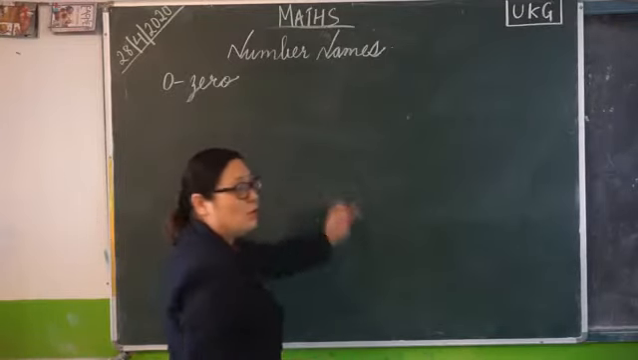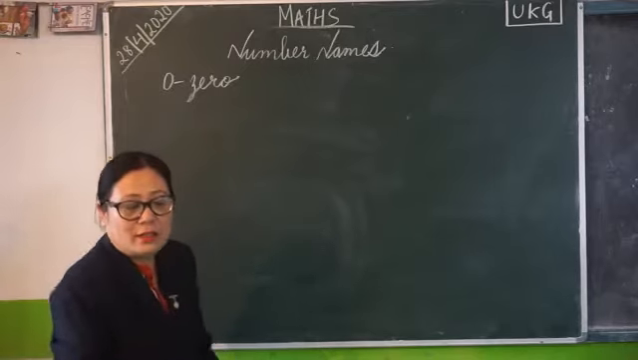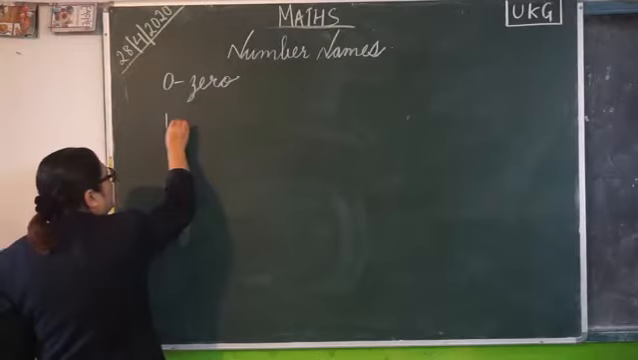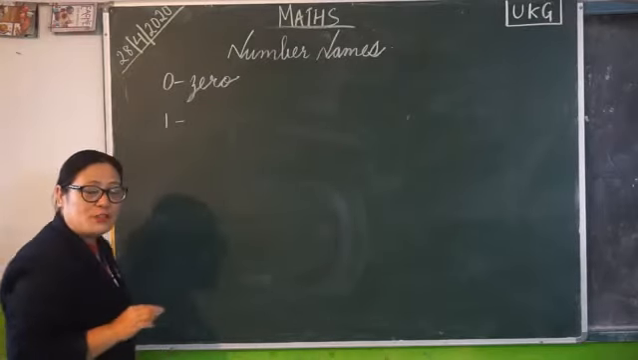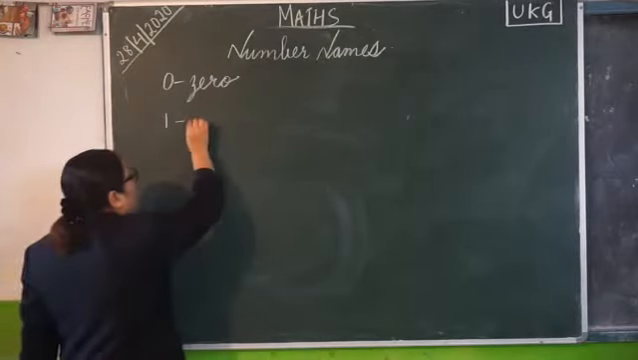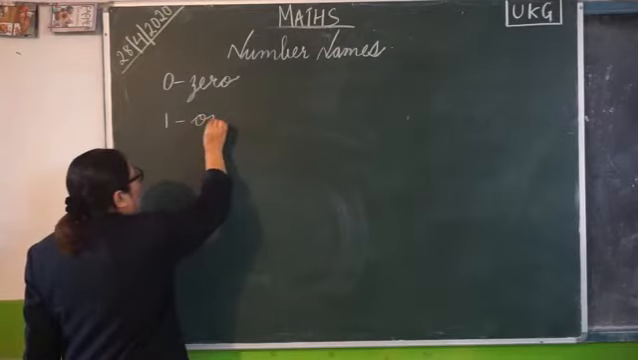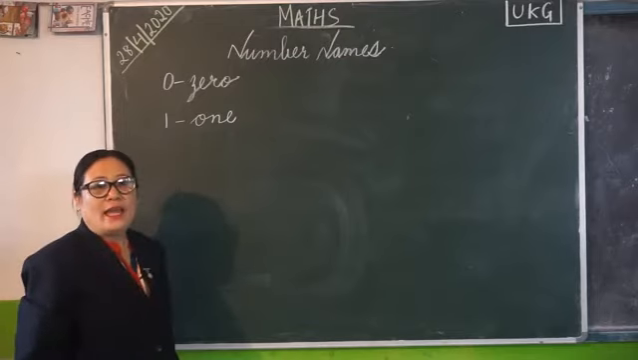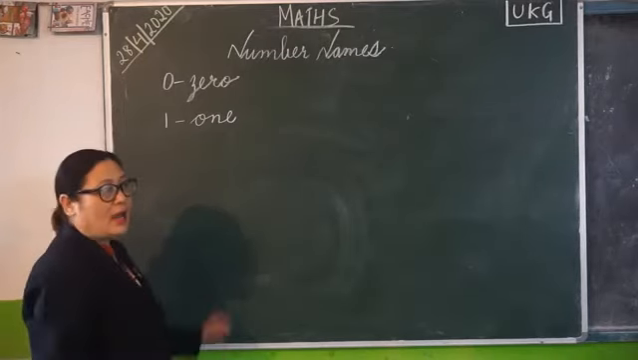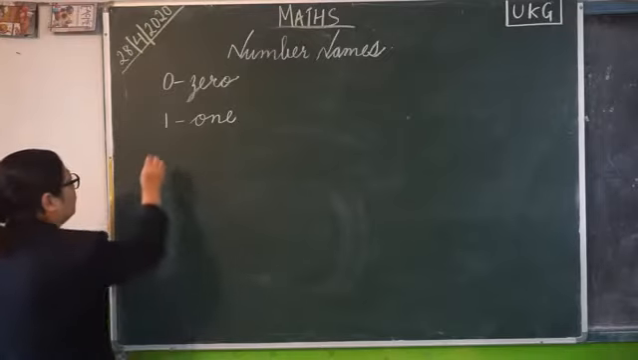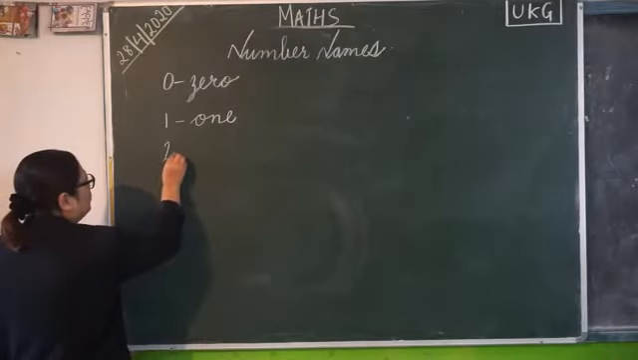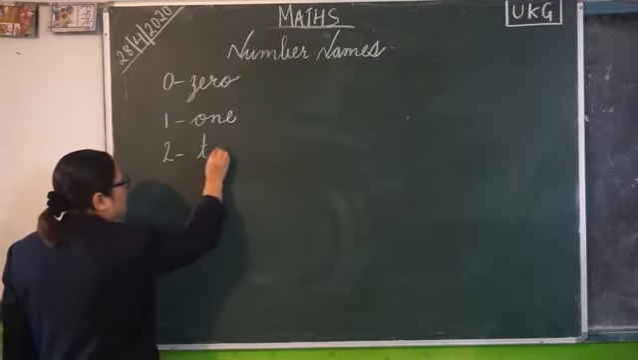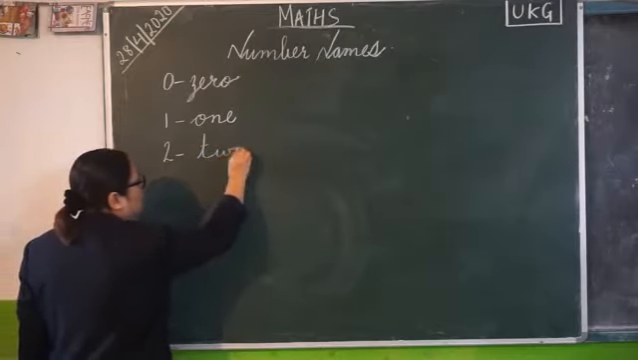Then, what comes after 0, children? Yes. 1. Right? Number 1. Then, how do you spell 1? O-N-E-1. After that, 2. Write number 2. T-W-O-2.